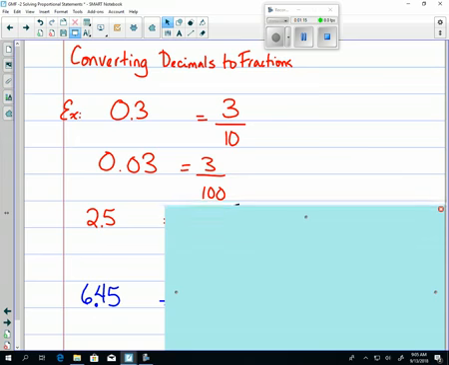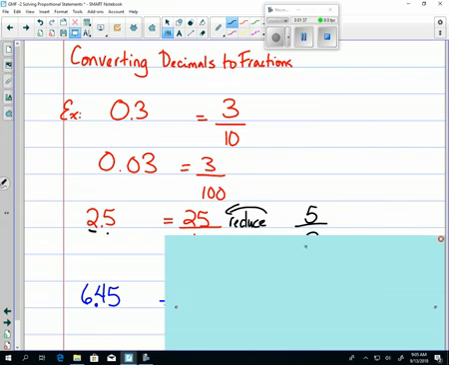If I have a number like 2.5, it means I have a whole number, 2, and a fraction, 0.5. Well, the whole number stays the same. The 5 means it's going to be over 10. So now it's not just 5 over 10, it's going to be 25 over 10. So we write that as 25 over 10.